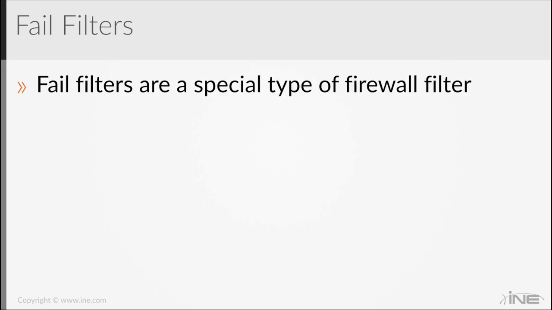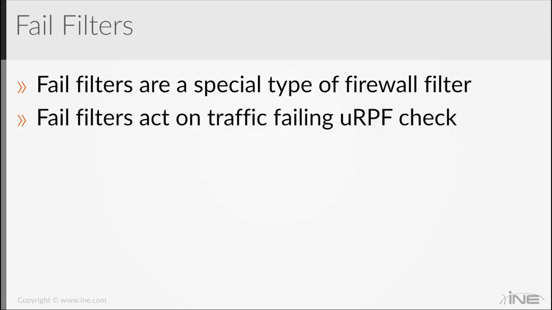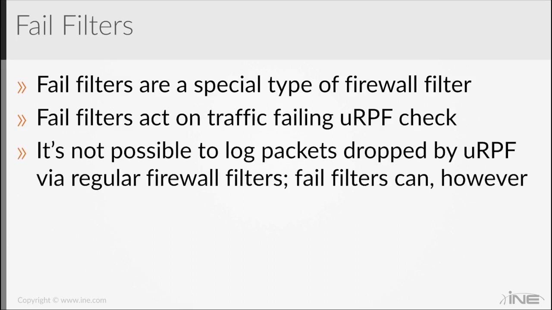Now the last feature I want to talk about is called fail filters. A fail filter is a special type of firewall filter created for URPF. Fail filters will act on traffic which is failing the URPF check. They are not defined like regular firewall filters. They have a special syntax. They are called URPF fail filters.